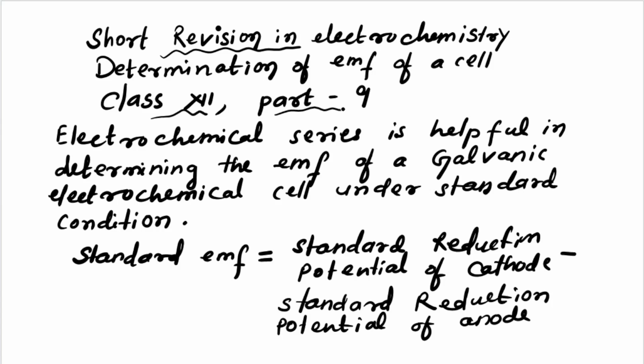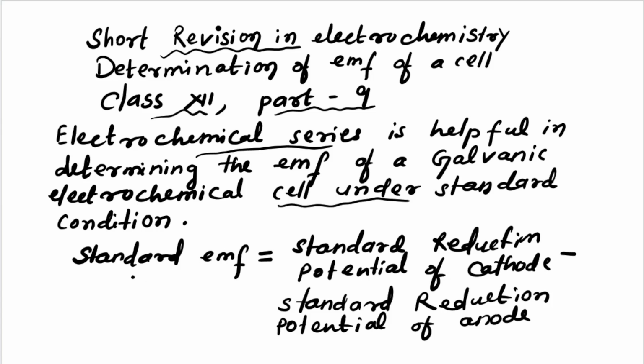Before EMF, we should revise what is electrochemical series and how it is helpful. Electrochemical series is helpful in determining the EMF of the galvanic cell under standard conditions. You should know the standard electrode potential, then only you can calculate EMF with the help of the electrochemical series. In the electrochemical series, the standard electrode potentials are arranged with the help of the standard hydrogen electrode, that is SHE.